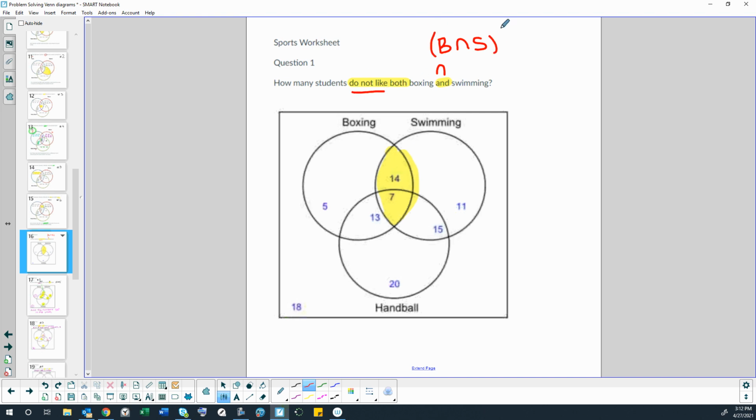So it's actually the complement of that set. So the complement of that set would exclude those. It would be everything else. So those are the numbers you're going to add together to get this answer.